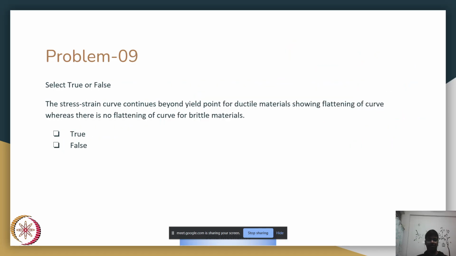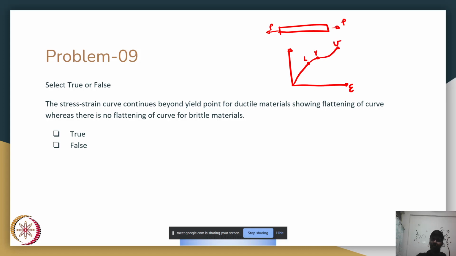Problem number 9 is a true false statement. The stress strain curve continues beyond the yield point for ductile material. This is what we saw in the first class. If you remember, I talked about a body like this with force, and I'm seeing how this body behaves. And we talked about a point of linearity, then the yield point. After that, it undergoes something called necking at UTS, and it finally breaks here. This is for the ductile body.